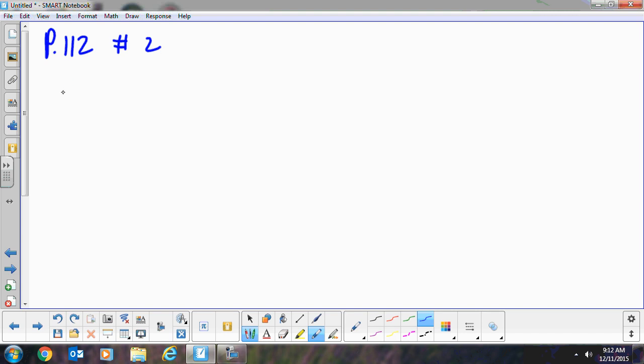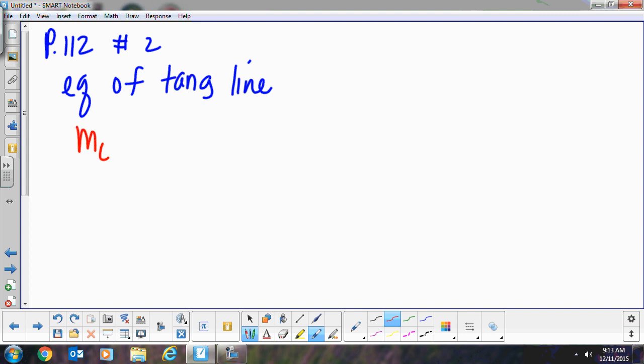It says equation of tangent line. What do you need to write the equation of a tangent line, Gabby? What do you need to write the equation of a tangent line? The slope of the tangent line and the point. Thank you. All right. So they did, oh, look at this. What did they give us? They did half our work.